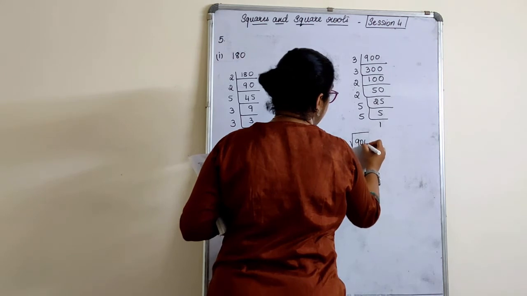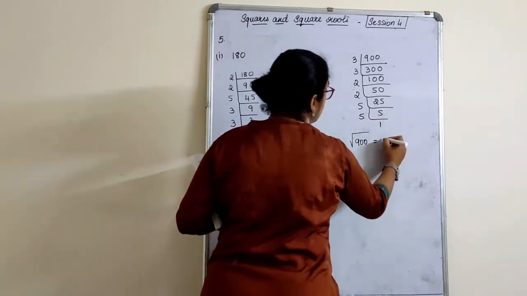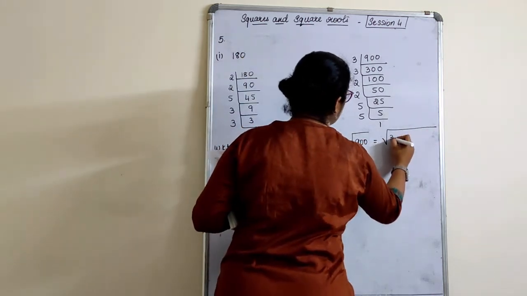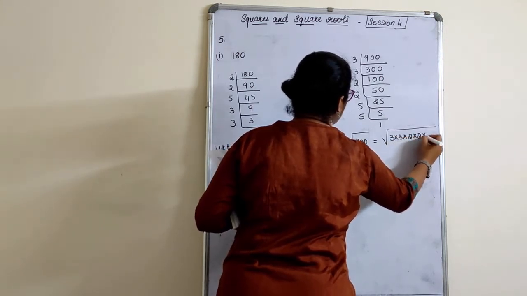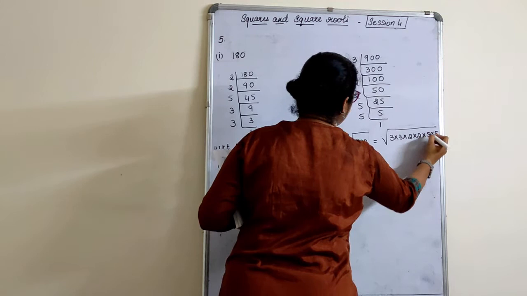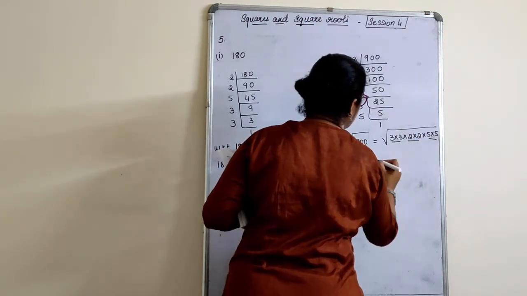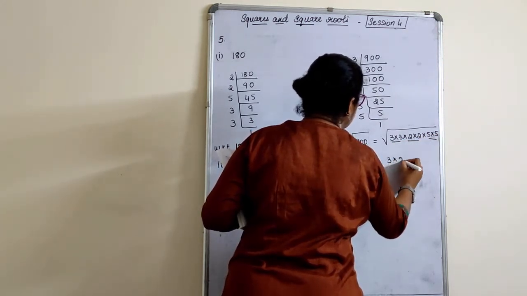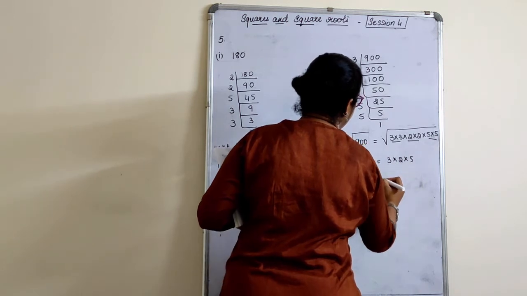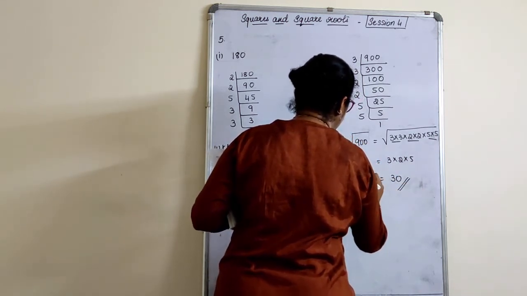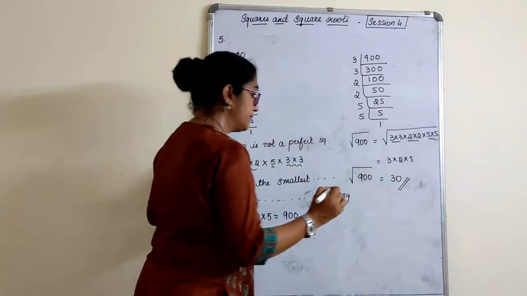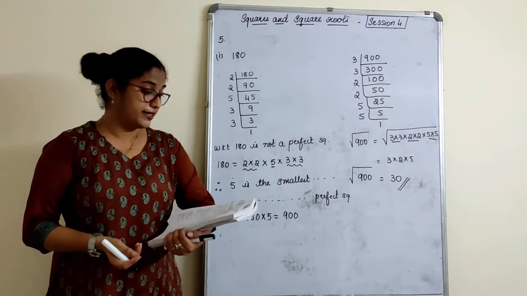Square root of 900 is equal to square root of 3 into 3, 2 into 2, 5 into 5. So make a pair. What do you get? 3 into 2 into 5. 5 2s are 10, 10 3s are 30. So square root of 900 is 30. That is how you do it.